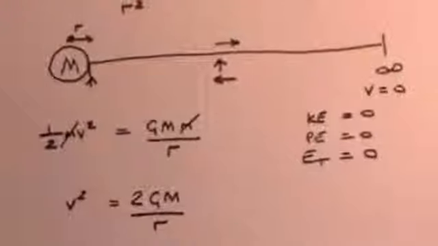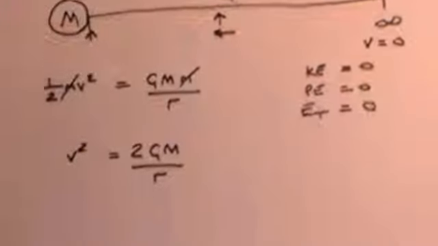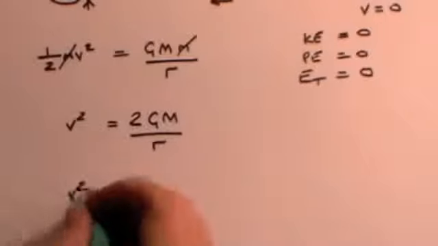That's the v squared. And we can calculate that. V squared is equal to 2.